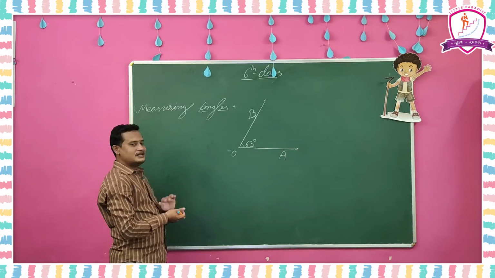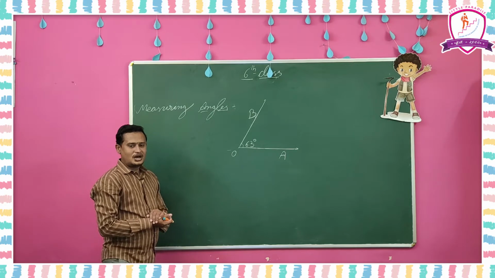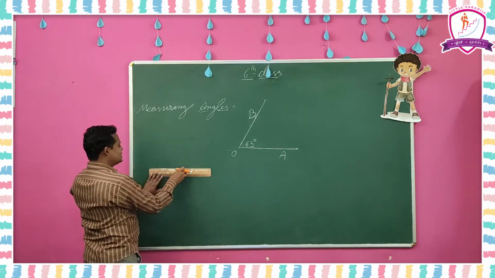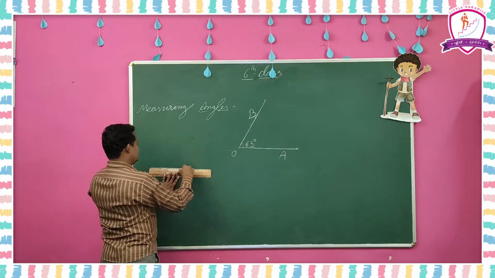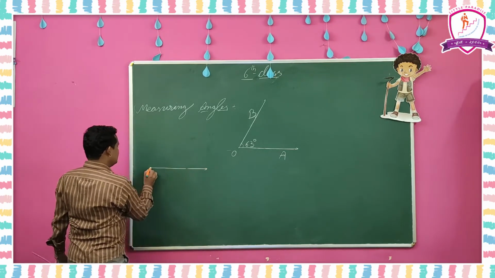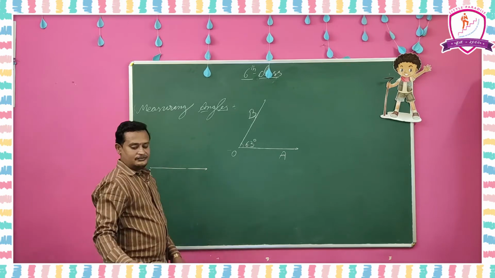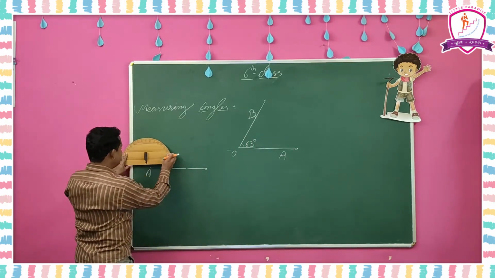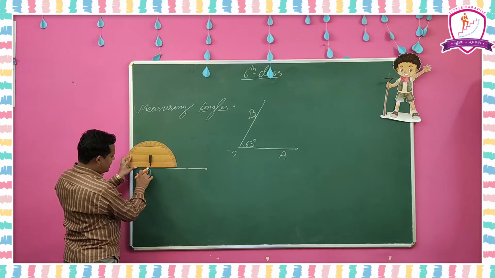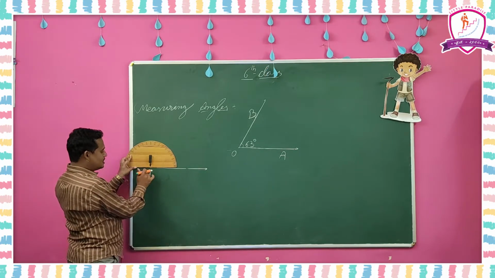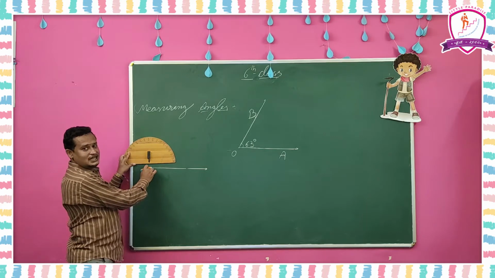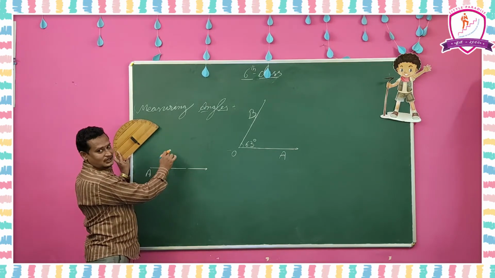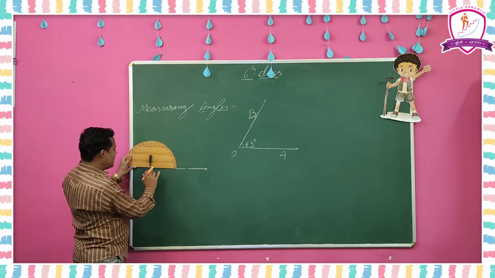I am going to form a 75 degrees angle here. How can we form an angle? First you have to draw a baseline here. Here it will be A, and from A the 75 degrees angle will be made. We are going to consider A as the vertex, because the second ray will start from here only.